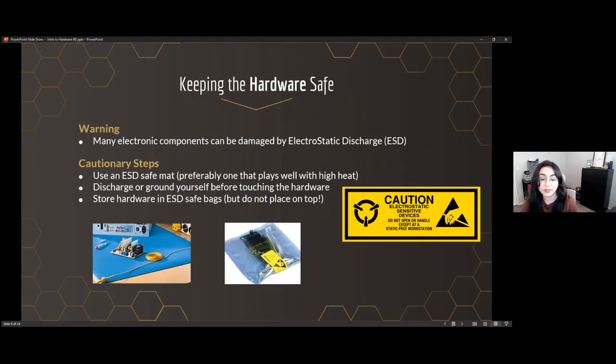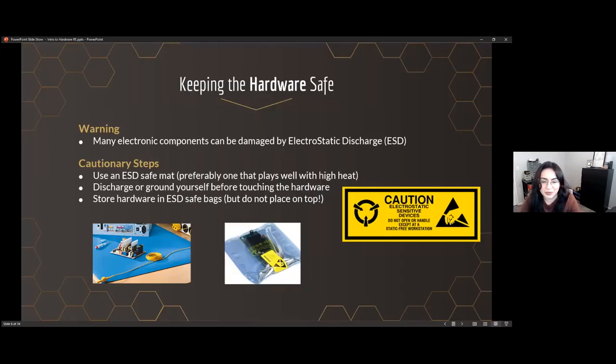All right, so keeping the hardware safe. So many electronic components can be damaged through electrostatic discharge. You don't really have to do this, especially if you're being very invasive and you're not trying to save the device, but having an ESD mat is very helpful. Discharge yourself before you touch the hardware.